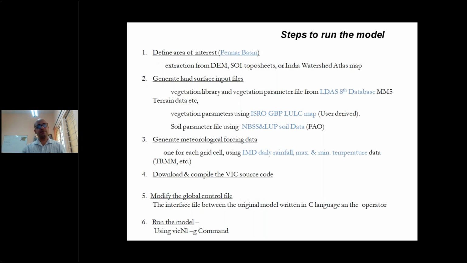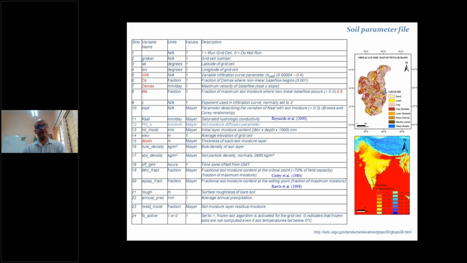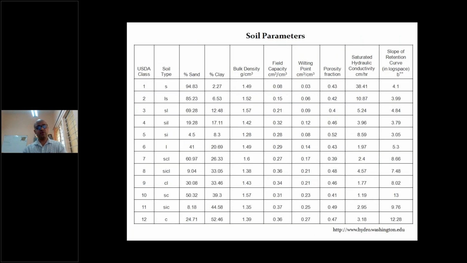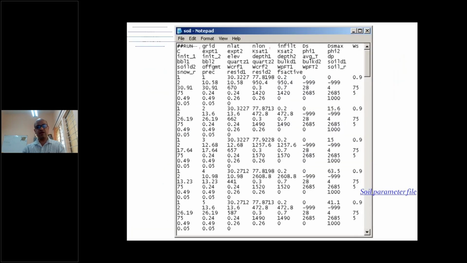Now, what were the steps? The inputs were prepared, the vegetative input, climatic input, and soil inputs, and then they were ingested in the model. The model was run, calibrated, and validated. These are all the variables that the model requires. Because we don't have time, we will not dwell on these variables and input files.